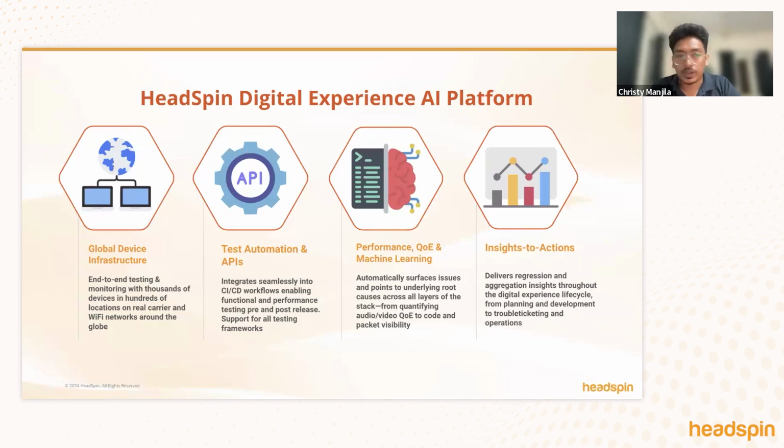So we have 4 pillars over here. The basic one would be the global device infrastructure. We have data centers all across the world wherein we house actual devices connected to what we call P boxes. Now the P box itself contains Linux or Mac mini hosts, which helps us get the actual devices connected to our UI. Now the second pillar would be test automation and the APIs that we use.